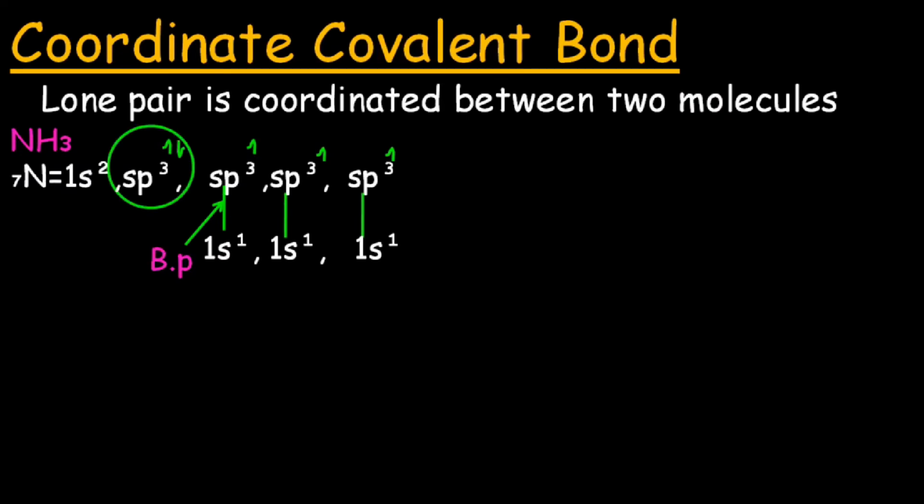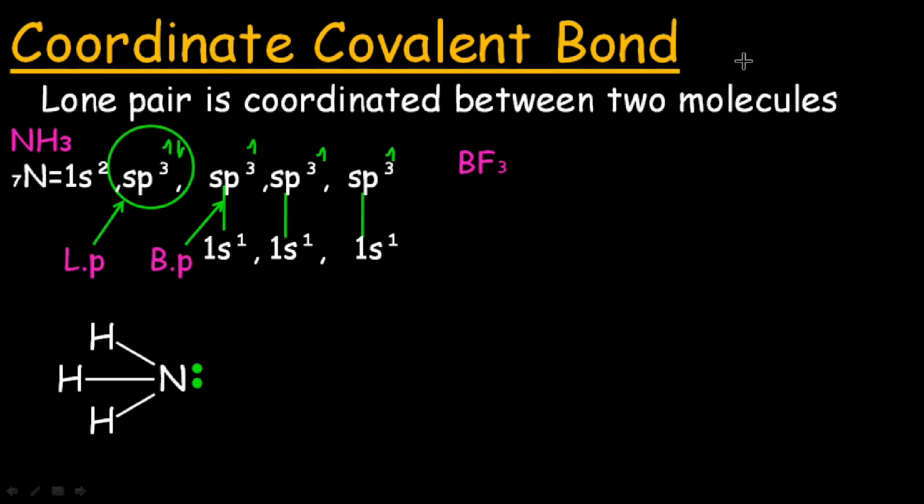Now, what about this electronic pair? It is not shared between nitrogen and hydrogen. So this one is regarded as a lone pair. sp3 hybridization in ammonia gives it trigonal pyramidal geometry involving one lone pair. Now let's consider another molecule, as coordinate covalent bond is between two molecules. One molecule is ammonia and the second one is BF3.